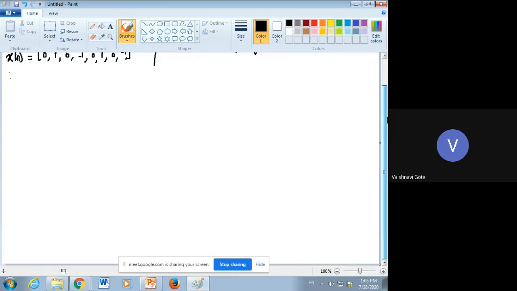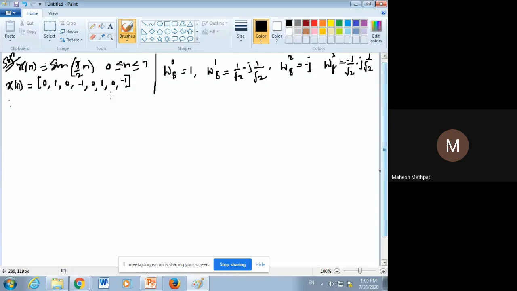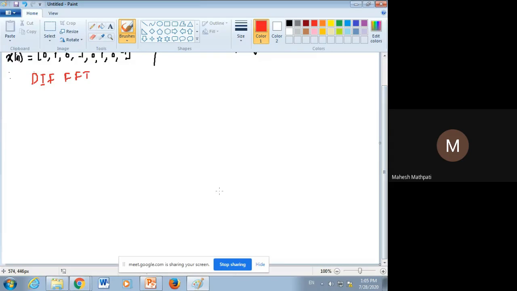Now let us draw the diagram. The diagram for DIF FFT. We are calculating using DIF FFT, so it is the DIF FFT diagram that we are drawing. The diagram we draw like this. Let me draw the diagram.